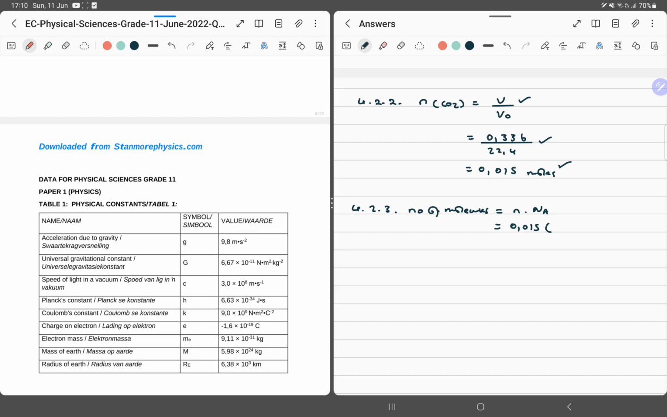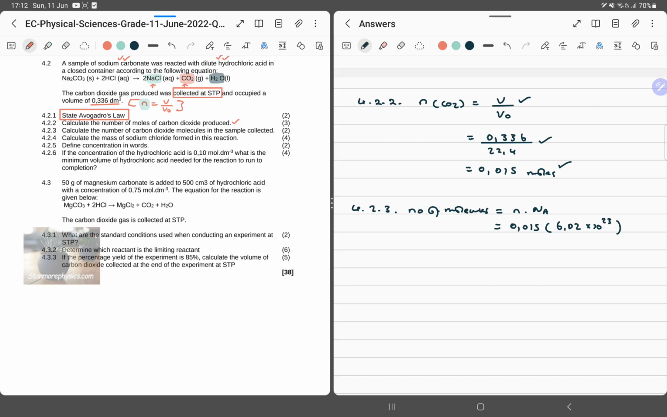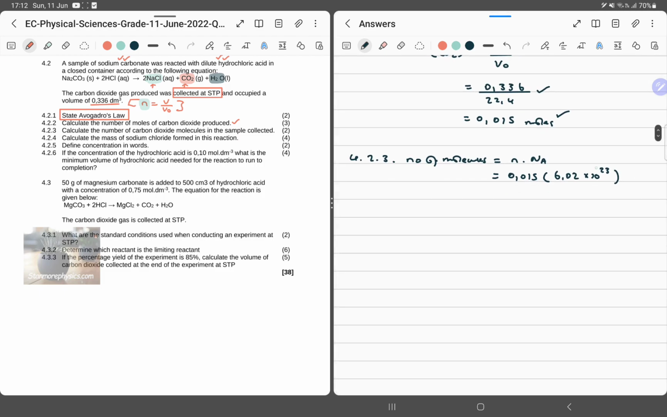Okay guys, I got it. Anyway, that should be in the formula sheet. I'm surprised it was not included in the constants.